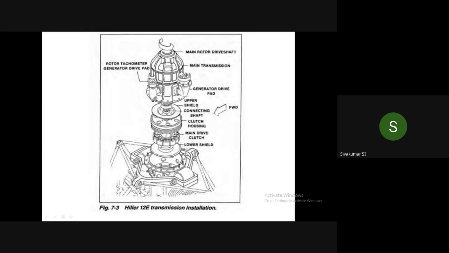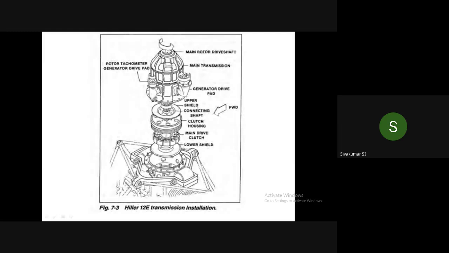Okay, it has the lower shield, the main drive clutch housing, connecting shaft, then the upper shield, then the main transmission, having the auxiliary generators and various pumps, and the tachometers. Then it is inside this transmission system.